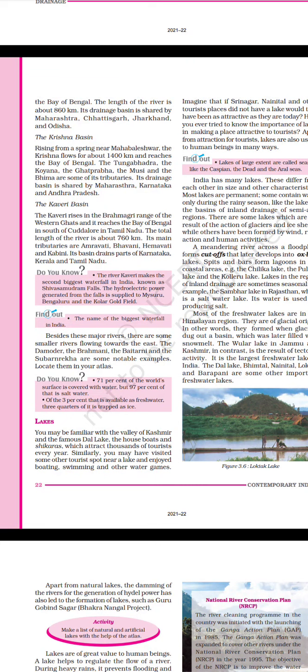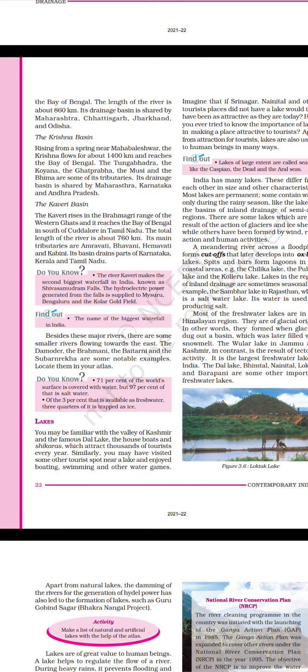The Krishna Basin. Rising from the spring near Mahabaleshwar, the Krishna flows for about 1400 kilometers and reaches the Bay of Bengal. The Tungabhadra, the Koyna, the Ghatprabha, the Musi, and the Bhima are some of its tributaries. Its drainage basin is shared by Maharashtra, Karnataka, and Andhra Pradesh.